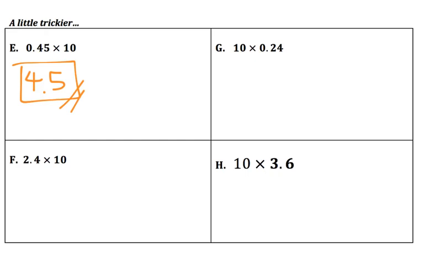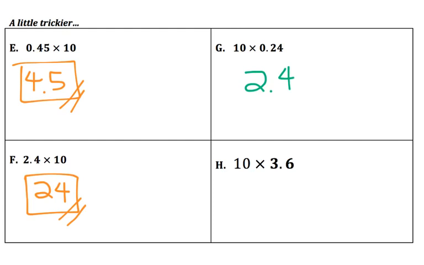So for F, we have 2 and 4 tenths, and you multiply it by 10. So all that's going to happen now is the 2 is going to go over into the tenths place, and the 4 is going to go over into the ones place. So we end up with 24. Ten times 24 hundredths. Again, the 2 is going to move over into the ones place, and the 4 is going to move over into the tenths place.